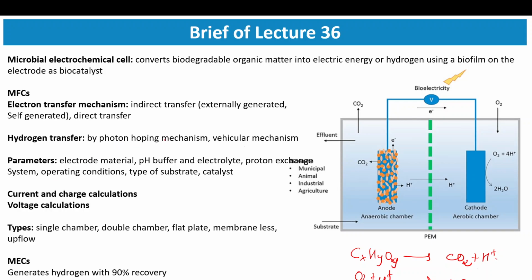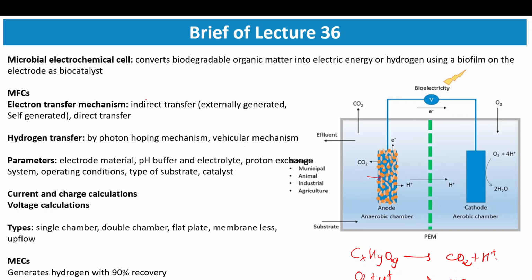Yeah, so now we require some external supply, either in the form of indirect transfer or direct transfer. We supply the biofilm seeding indirectly, which is externally generated or self-generated, or there is a direct transfer with the electrode.